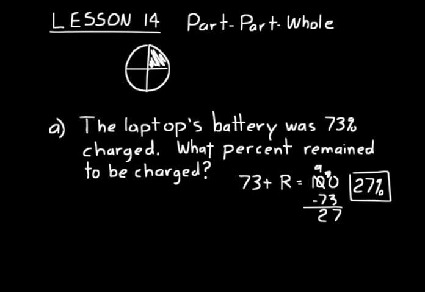Now in a problem like that, you might be able to do that one in your head. Just do 100 minus 73 in your head. But it's always good to show your work as well, just to make sure that you did the problem right. In case you have a mistake in your answer, you can tell where your mistake is if you show your work. So a key phrase in that problem was percent remained. What percent remained? In other words, what part remained until we got to the whole? We had one part, 73%. We needed to figure out another part to get the whole 100% charge.